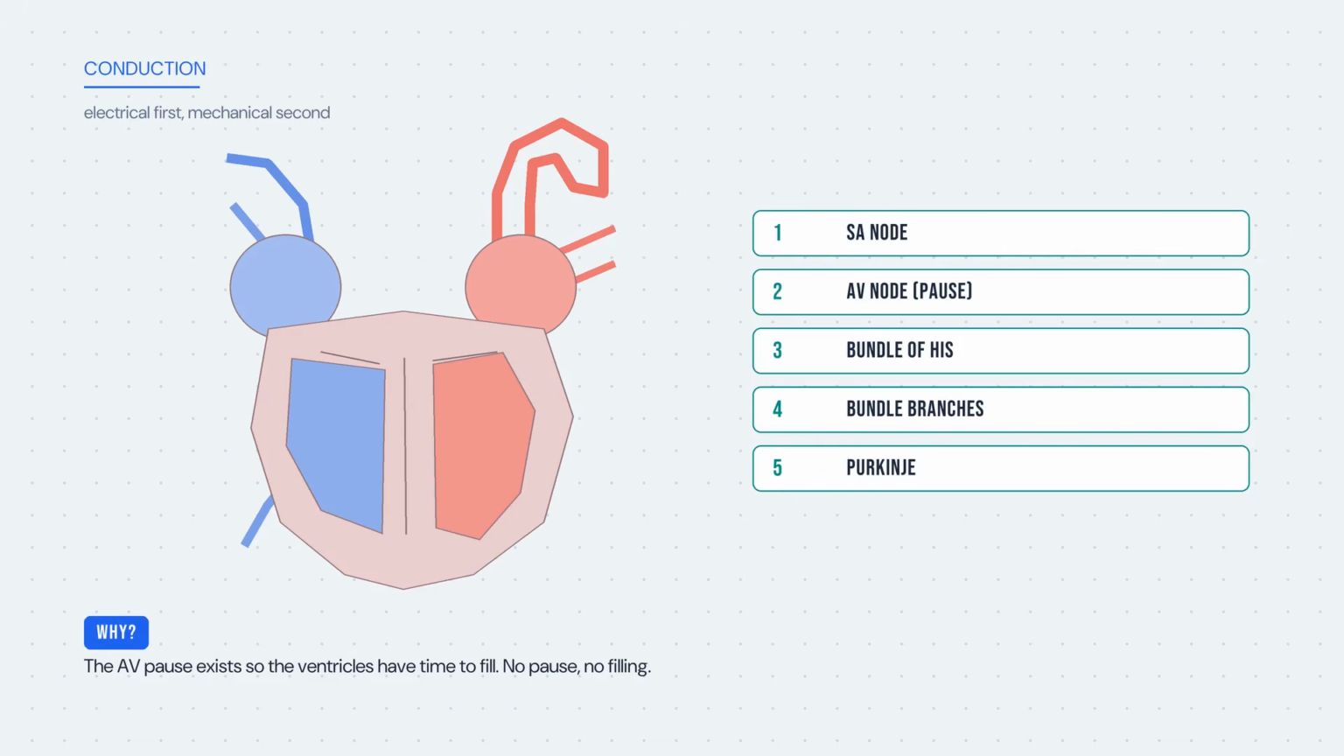Now the electricity. The SA node fires, your natural pacemaker, 60 to 100 times a minute. The signal spreads across both atria and they contract. It pauses at the AV node, and that pause is what lets the ventricles fill. Then down the bundle of His, out the bundle branches, into the Purkinje fibers, and the ventricles squeeze. Remember the order. The electrical event comes first, and the mechanical event follows.